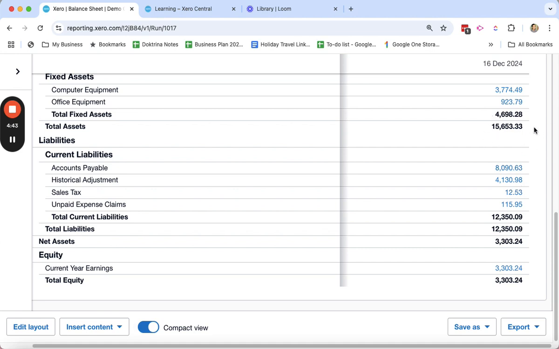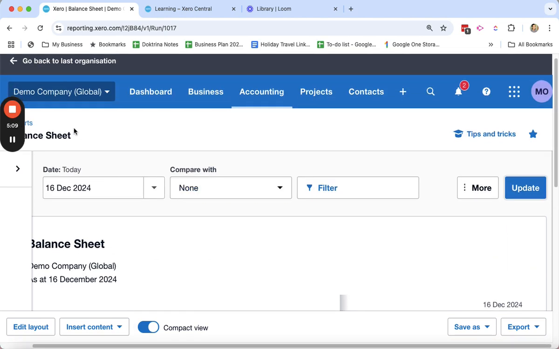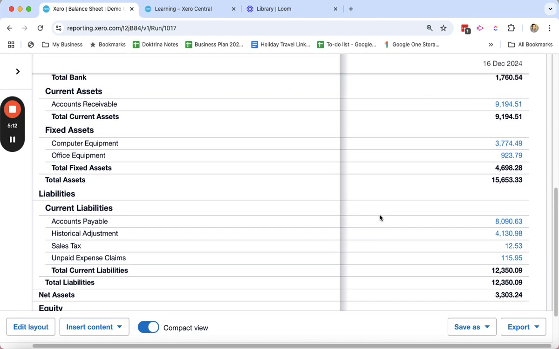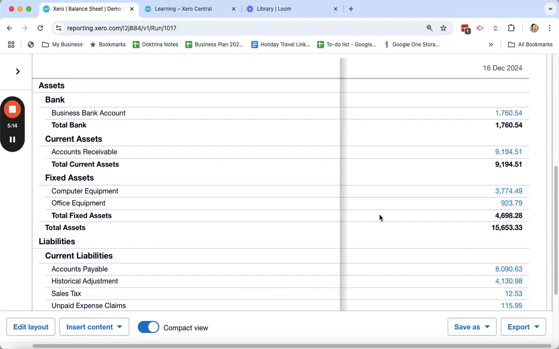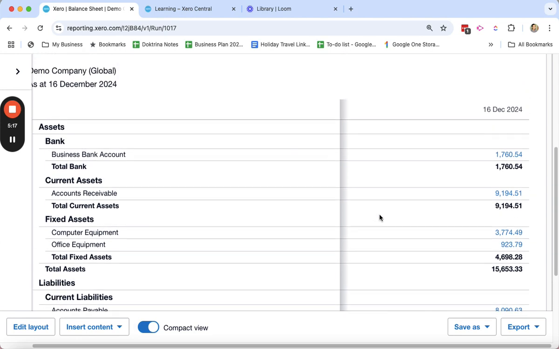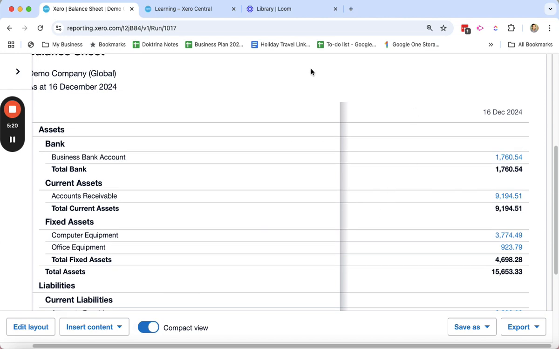So of the 15,000, 12,000 is owed to creditors. And you need to use the 15,000 to pay off your creditors. And what's left is the equity. That basically means how much of the 15,000 is owned by the owner. And those two reports, the balance sheet and the income statement, are your end product. How you come up with the end product will be discussed in the next lesson.